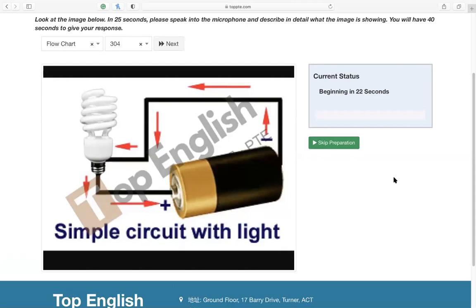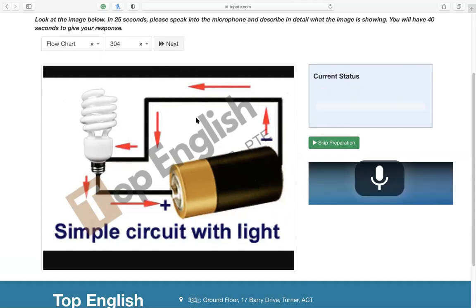Now here there is nothing much. So what do you have to talk about? You have to talk about color. So you can say, I can see a battery. I can see the battery is gold and black in color. I can see there are different red colored arrows. I can see the arrows are pointing from the battery to the bulb. I can see there is a plus sign. I can see a simple circuit with light. So basically whatever comes to your mind, just keep talking about it.